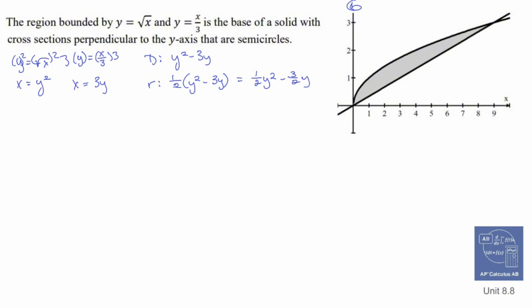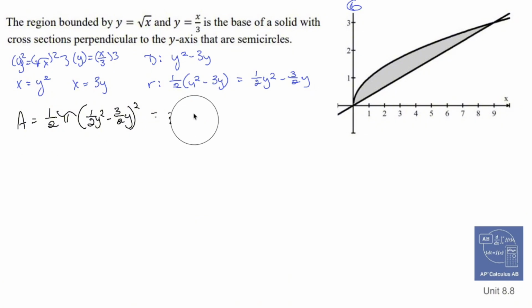Now, if we're dealing with semicircles, the area of a semicircle is 1/2 pi times the radius squared. So 1/2 pi times (1/2 y squared minus 3 over 2 y) squared. Okay? Oh, this is not going to be pretty. That is a perfect square trinomial. So multiplying that by itself is, well, do I want to do that yet? I kind of have to. I should not have done that. Oh, I regret doing that. It's too late.